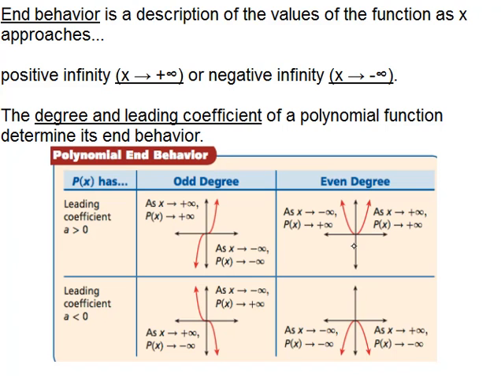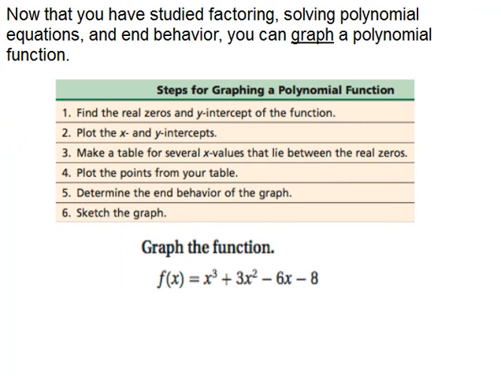If your leading coefficient is less than 0, so if your first coefficient, your first number, is negative, then this is what will happen if it's an odd degree here or an even degree here. So referring to this table will help you quite a bit as you go through and talk about the end behaviors.